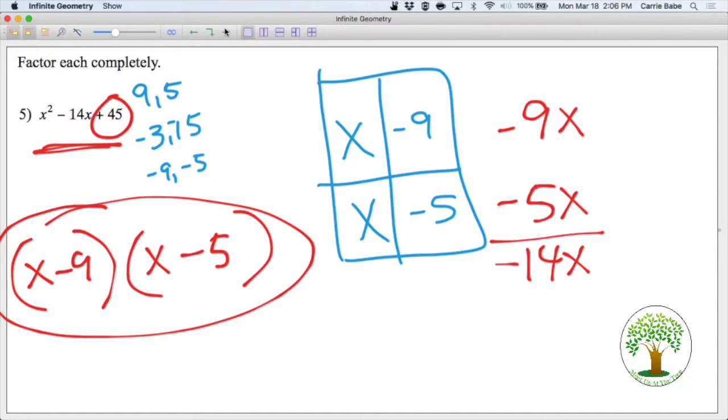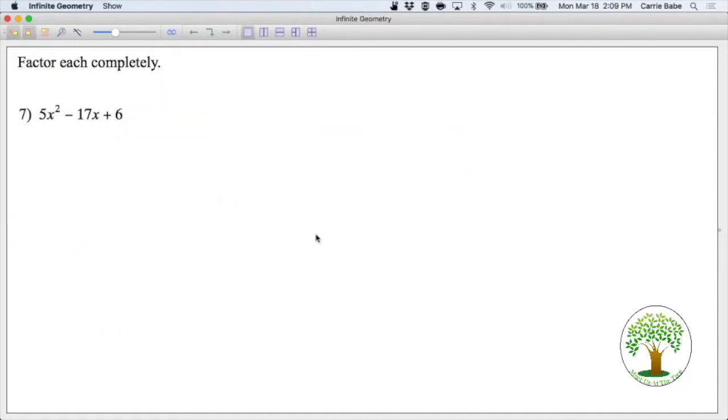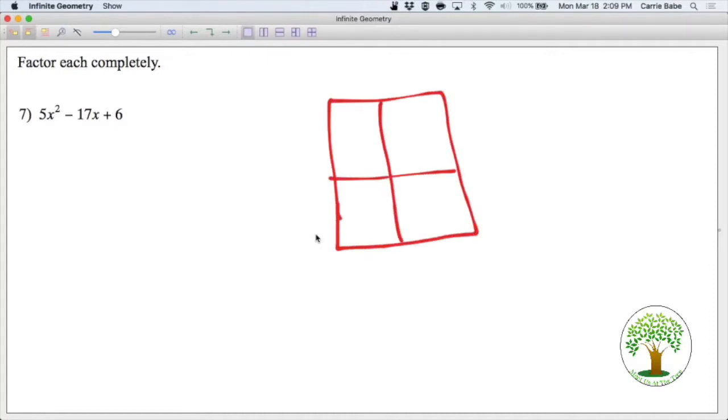Let's do another one. This time we don't have just a nice little x squared, we have a 5x squared. So it won't just be the same thing twice. What multiplies to be 5, by the way? 5 and 1. So I'm going to have a 5x and a 1x. And here is where some guess and test is going to have to take place. It's not going to be as easy just to see where they're going to go. And your 6, we have 6 and 1 and 2 and 3. You're going to have to test these because your diagonals aren't going to be as easy this time.